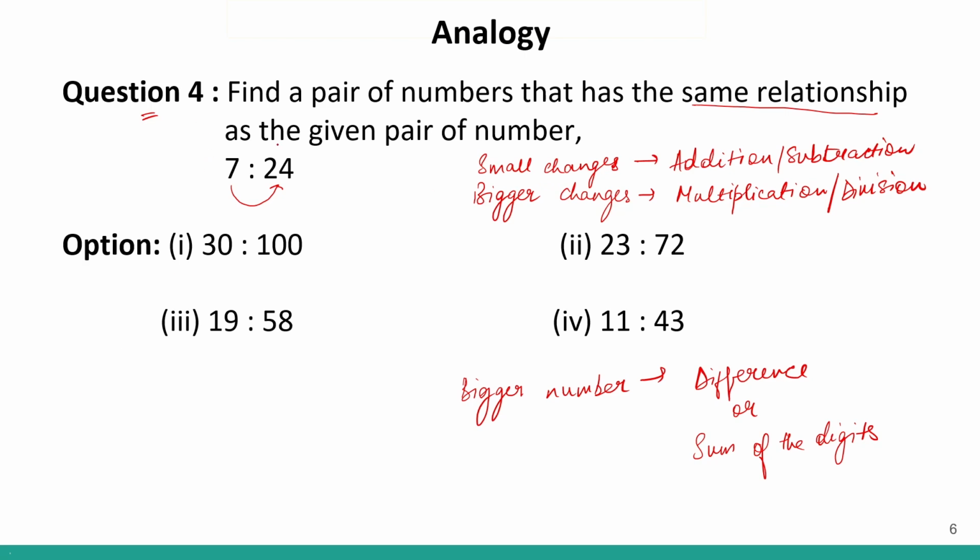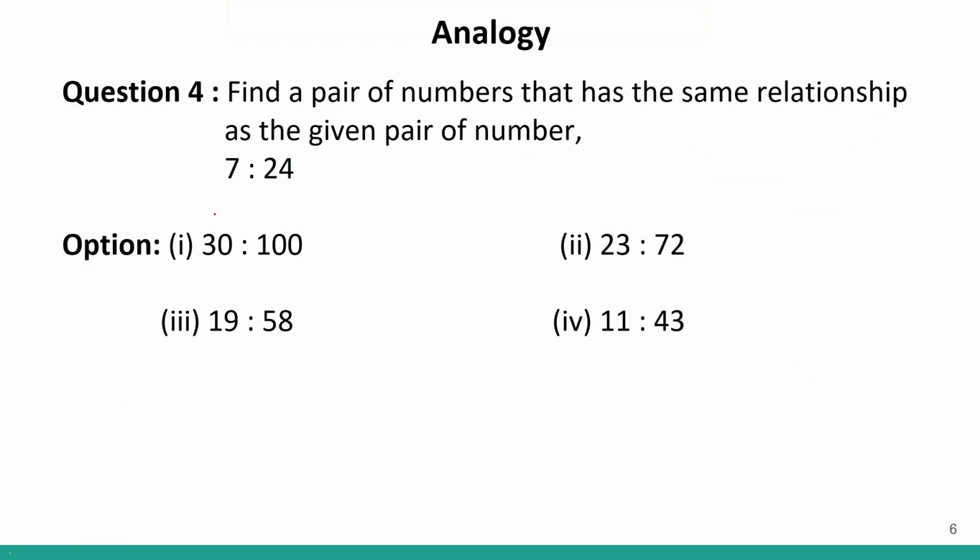So now I can see a bigger change, so I am assuming that we are multiplying. Now what should I do on 7 to get 24? If I multiply 7 by 3 and add 3, how much will I get? 21 plus 3 will give me 24. So if this is A, this is B, basically A into 3 plus 3 is giving me B, correct? This is the logic.